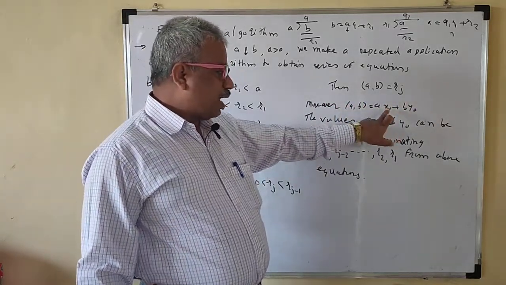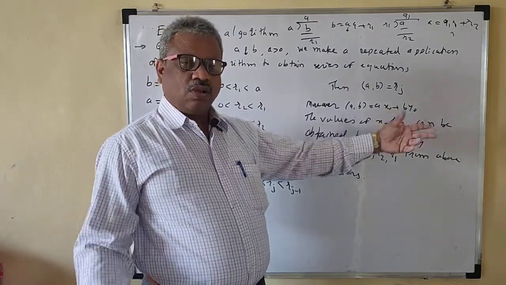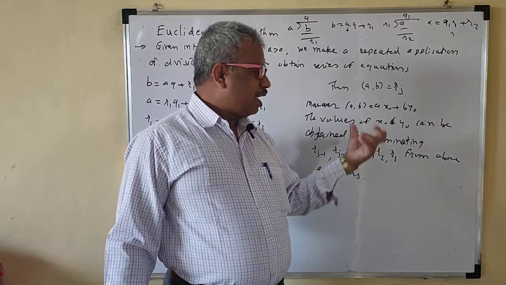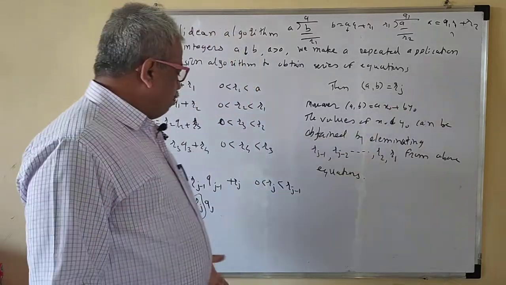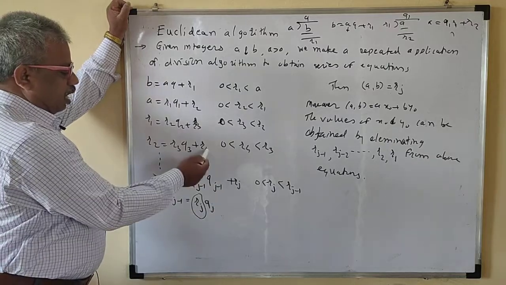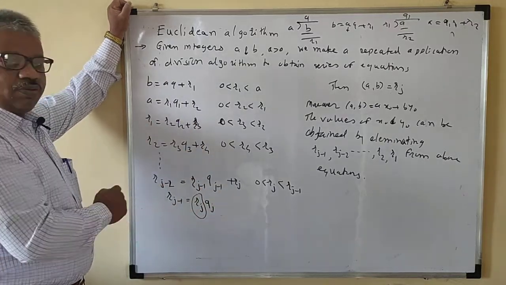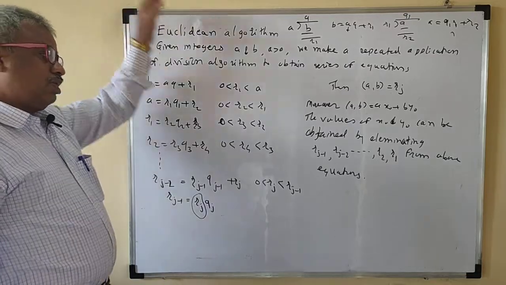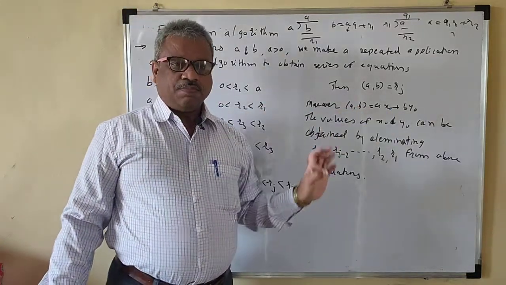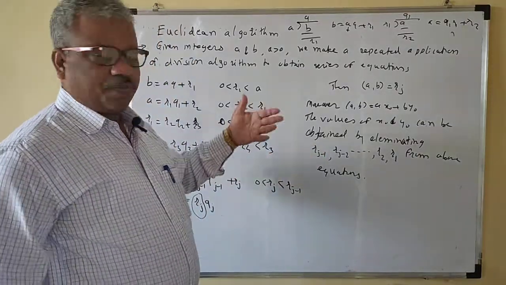Our part is what? To find x naught, y naught, in the case of Am plus Bn. So you have to find that m and n, or this x naught and y naught, by reversing this one. By reversing, you have to eliminate this R1, R2, R3, up to Rj, with the help of this equation, and you can convert this GCD in terms of A and B.